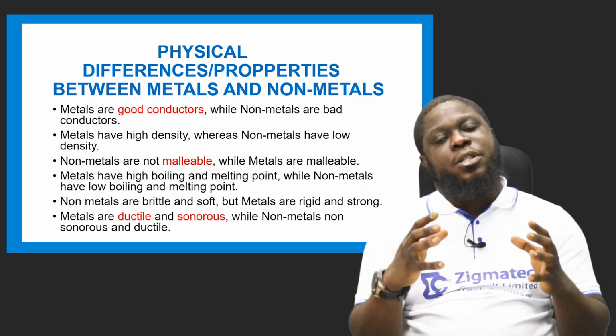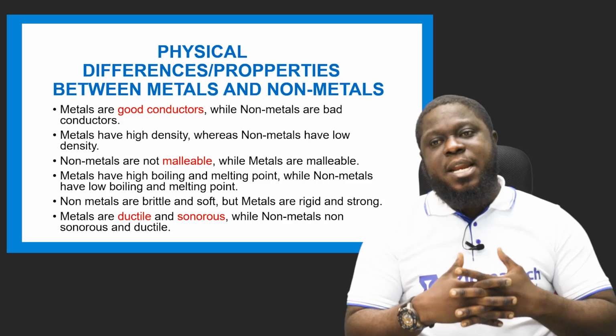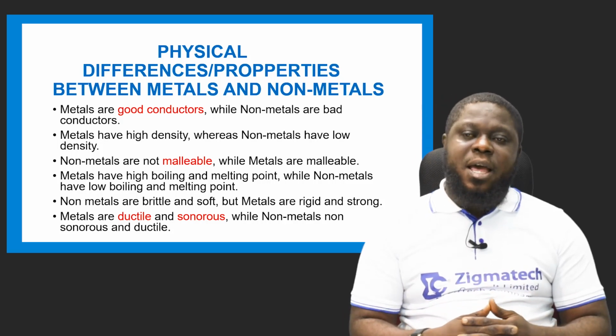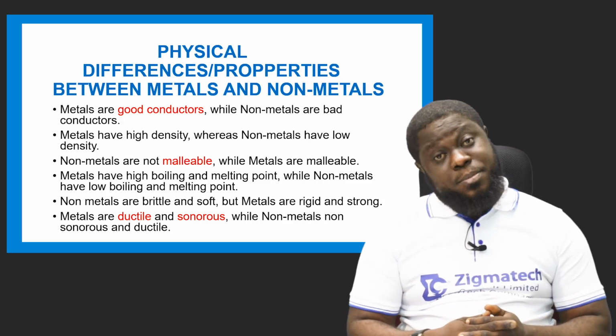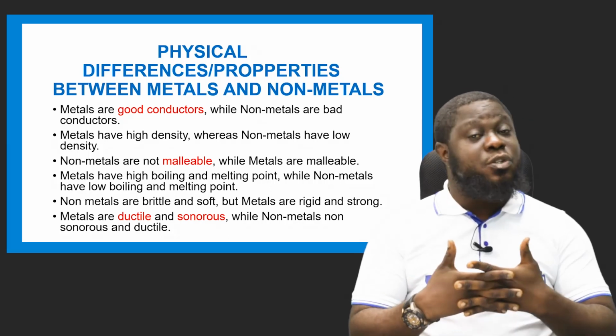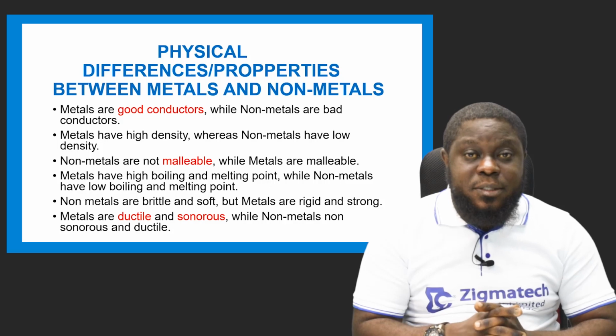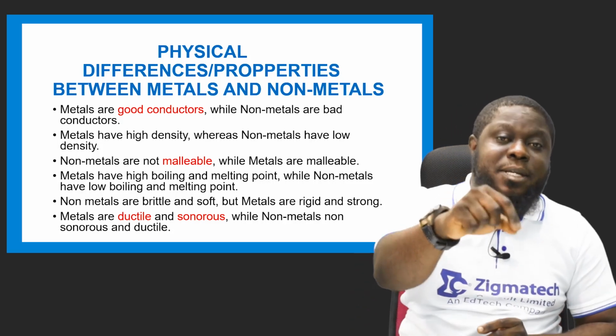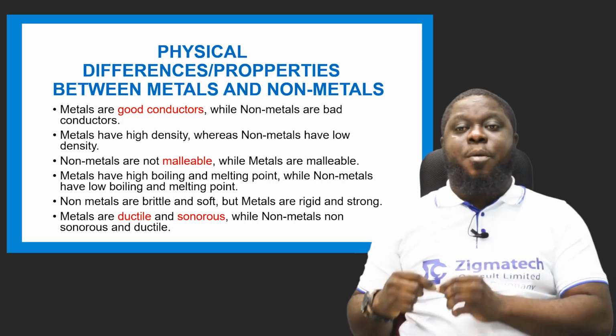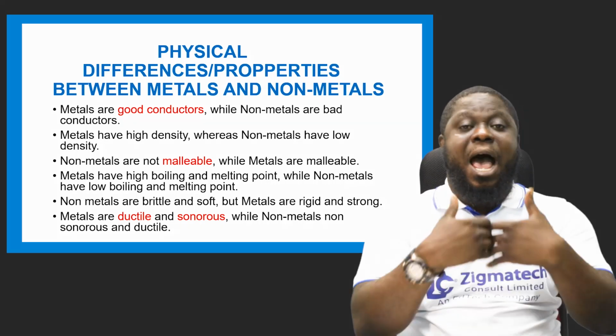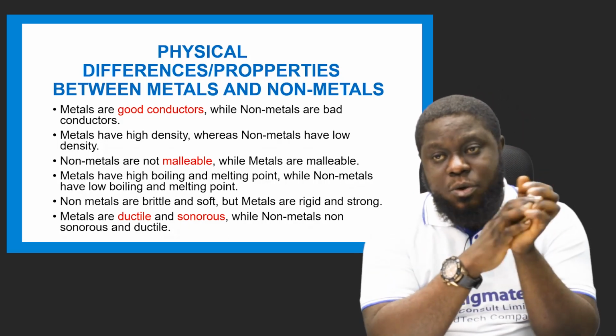Why? Because they are not rigid. If they are rigid, their melting point will be high and their boiling point will still be high. Because they are not rigid, they are not solids. And we know that solids have high boiling point. Solids have high melting point. Whereas the non-metals, which are liquid and gases, have low boiling and low melting points.